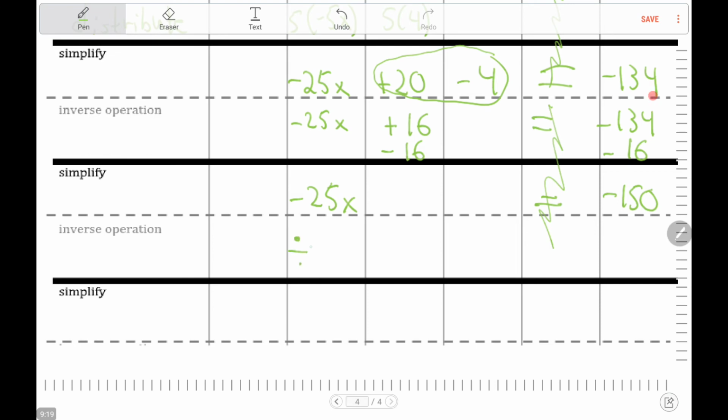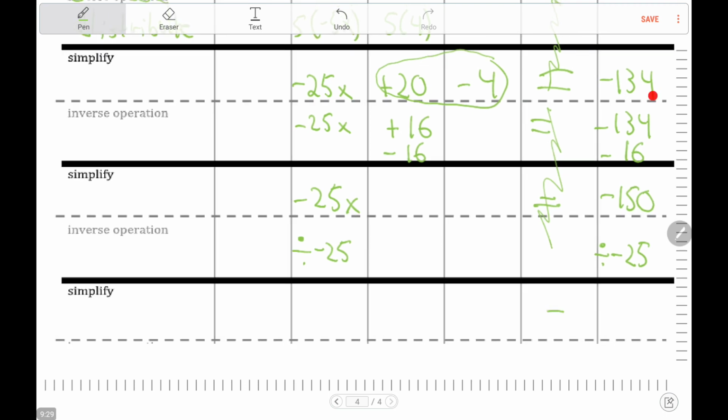Divide by negative 25. So we keep our equals. These cancel. We have x equals negative 150 divided by negative 25. That is 6. And you can check it yourself.